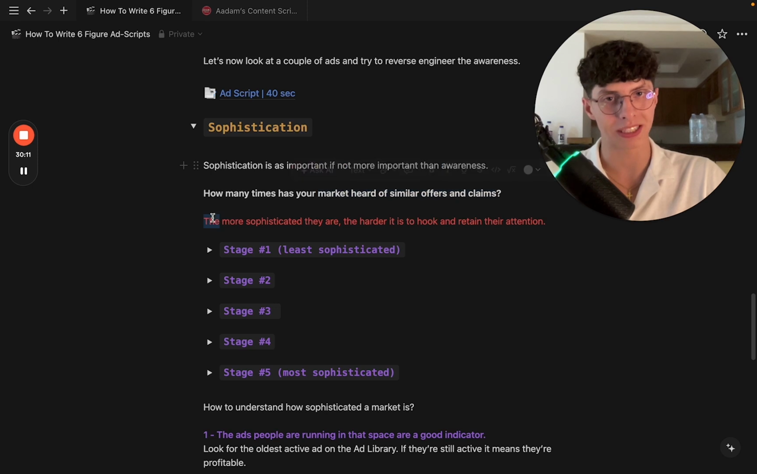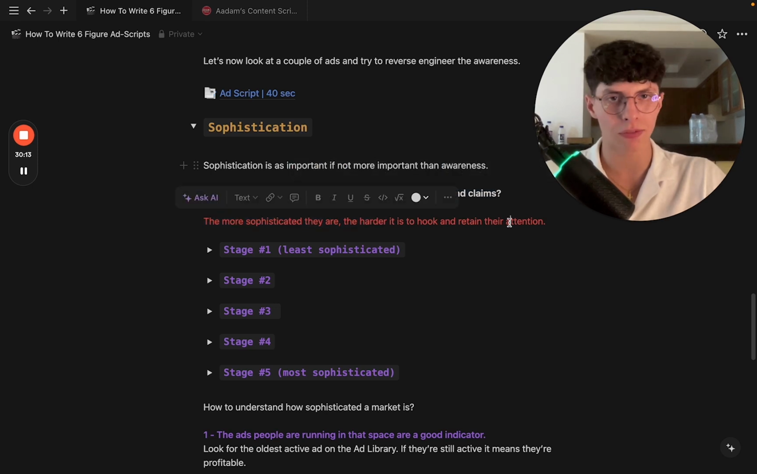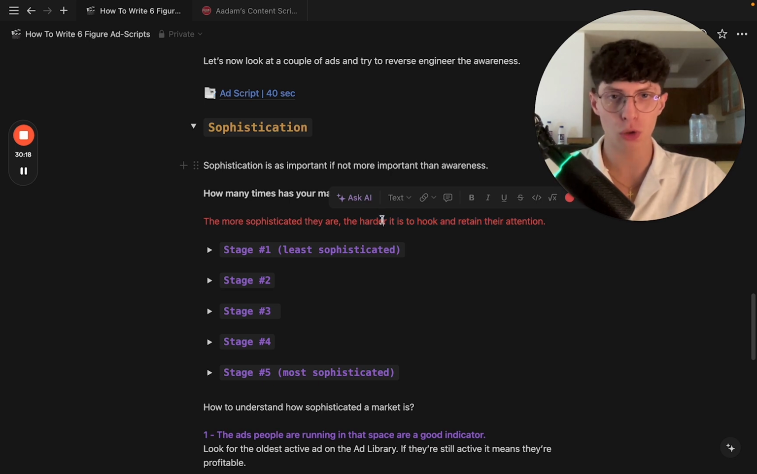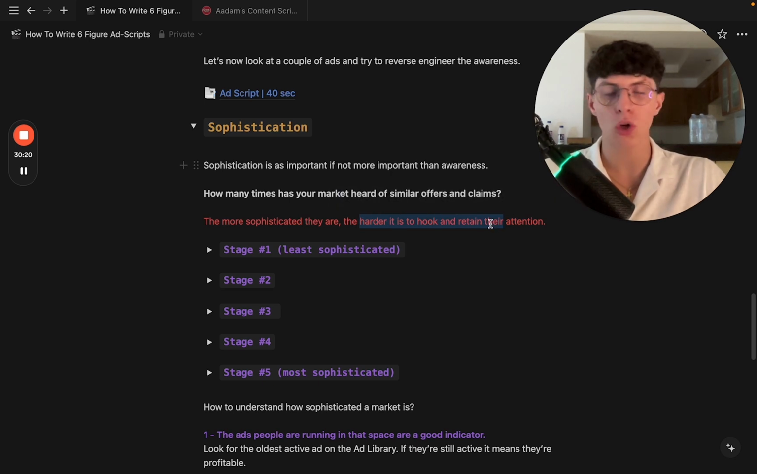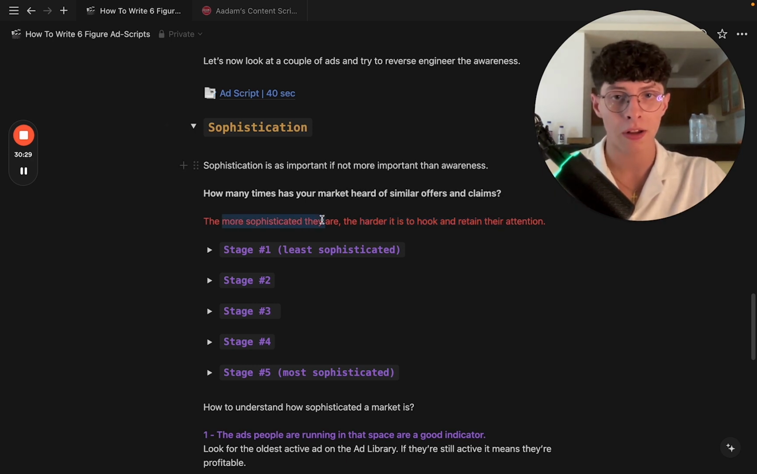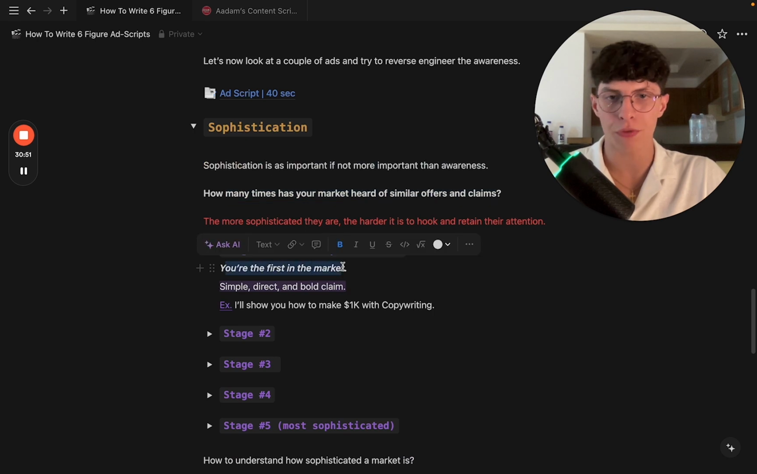The more sophisticated they are, so the more times they've heard these claims, the harder it is to hook and retain their attention. Because humans, we always want new stuff. We don't want to listen to stuff we've already heard, or similar stuff. So the more sophisticated they are, the harder it's going to be to make it look new. Now, let's look at the different stages. Let's start with the least sophisticated, where they have not really heard of similar offers and claims. In fact, we are the first in the market.